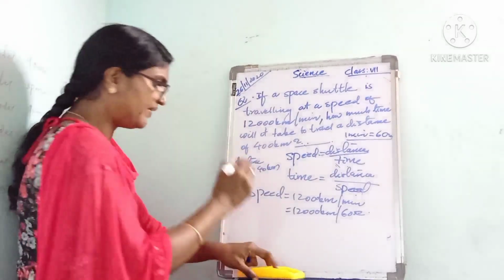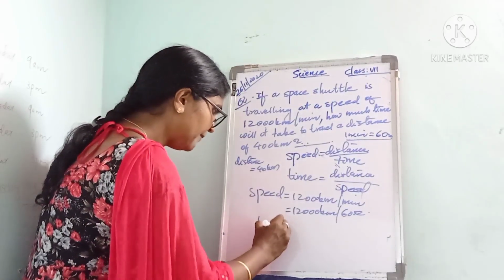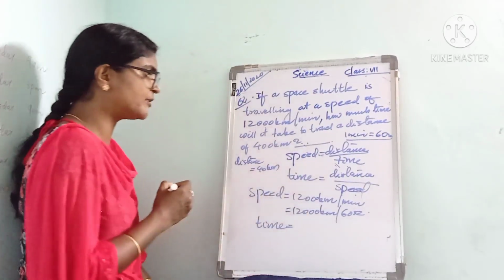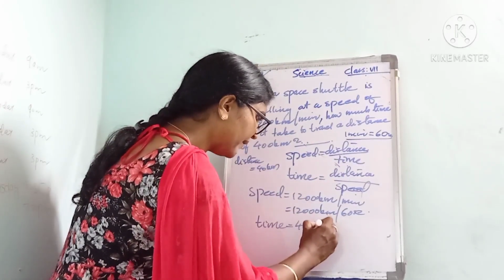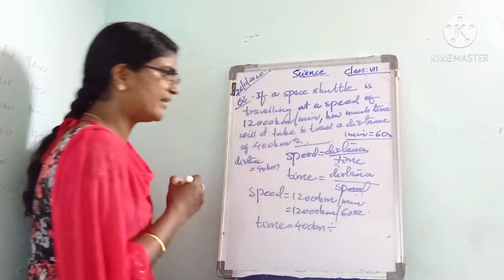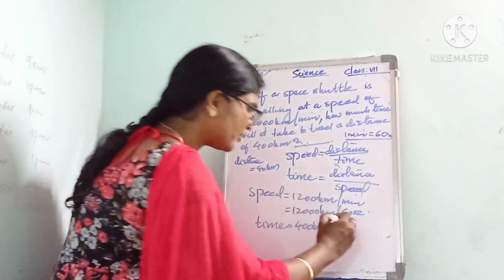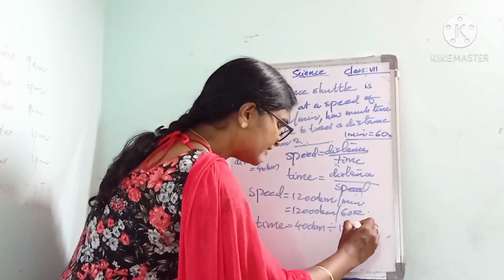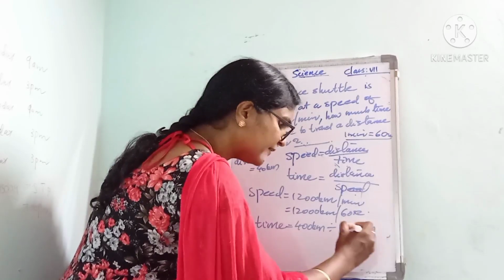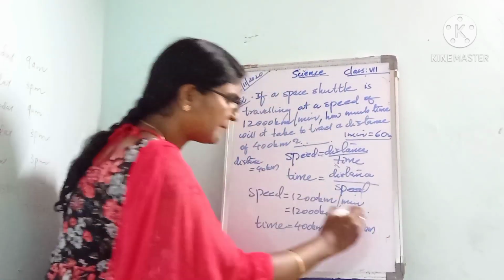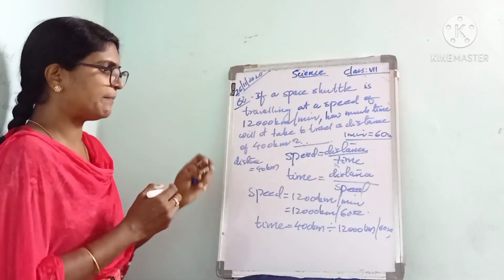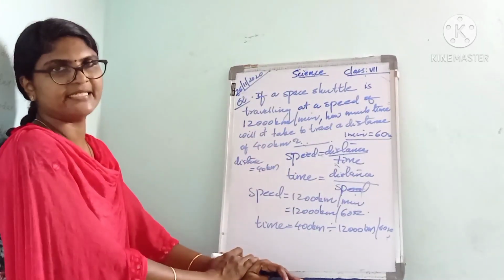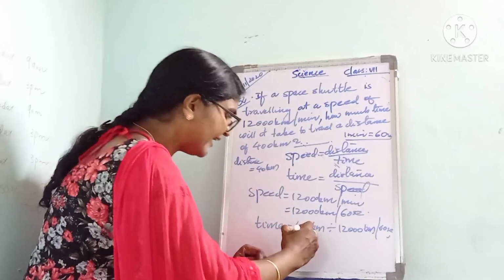Listen it. Then we can calculate the time. Time equal to what? Distance by speed. So we can write 400 kilometer divided by, what is speed actually? 12,000 kilometer per 60 seconds. Okay, so we have to divide.